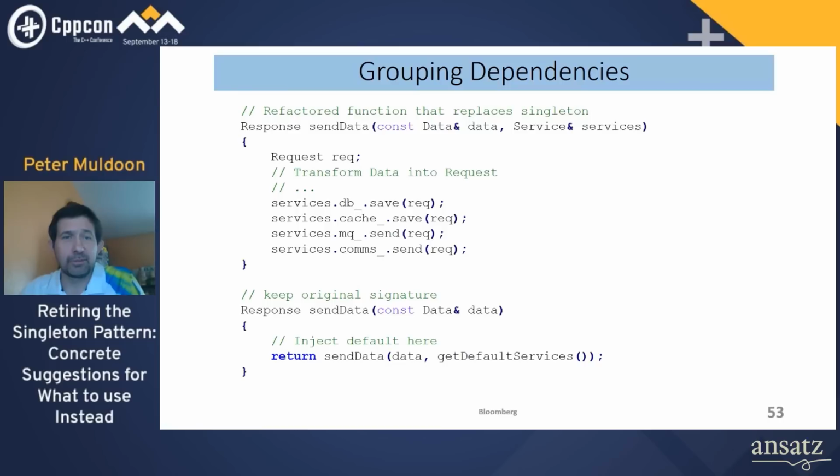And then I just go back to my send data function and say, okay, now there's just a get default services in my dispatch function. That's how we're going to inject the default dependency for people who won't use my 2 parameter version. And then in the 2 parameter version, I just call the saves and sends as needed.